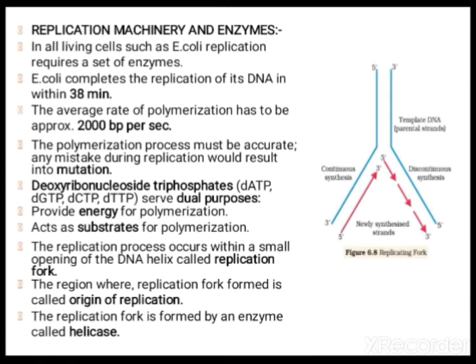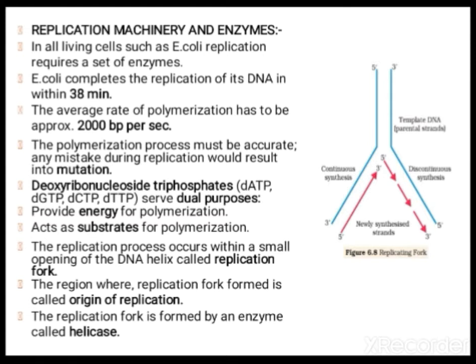If during replication any mistake occurs, that results in mutation. Mutation is a sudden heritable change. If there is any change in DNA, then the RNA formed will be wrong. When the RNA formed is wrong, the protein formed will also be wrong. So that can result in problems. It can be metabolic problems or any other diseases. That you call mutation.